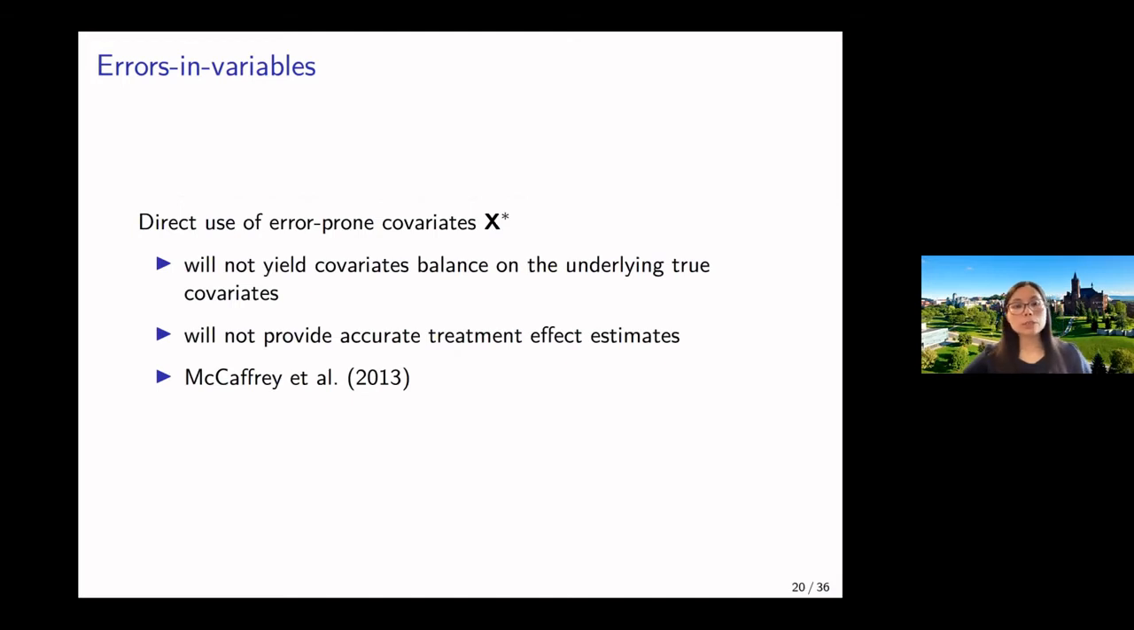So if we directly use the error-prone covariate X star, then it will not take us anywhere to balance the underlying true covariate, so it will not provide any accurate causal estimate.